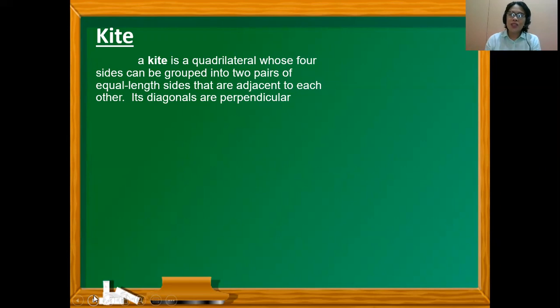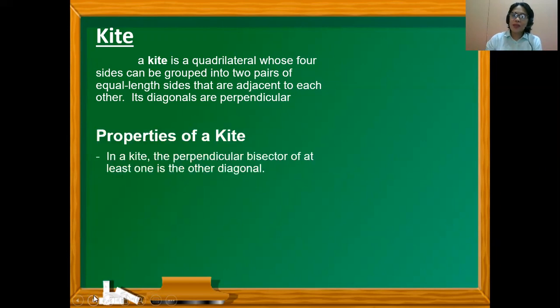I'm going to discuss the proofs on the properties of a kite, such as in a kite, the perpendicular bisector of at least one diagonal is the other diagonal. So when we say perpendicular, lines intersect at a right angle. And when we say bisector, for instance, a line bisector divides a line into two equal parts. Okay, so we have the area of a kite is half the product of its diagonals.